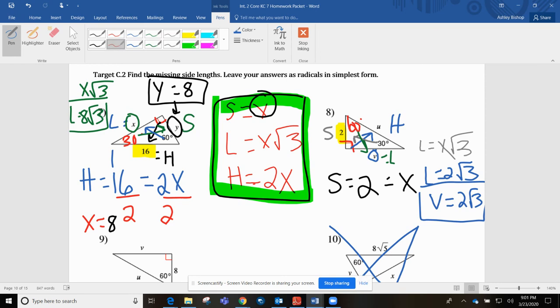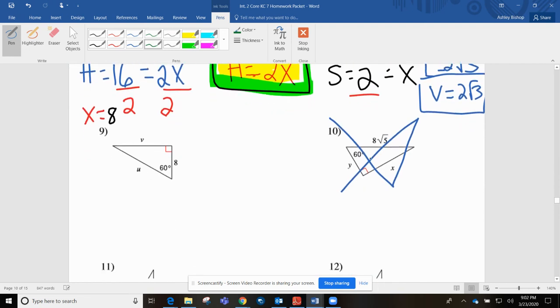And then we need to solve for our hypotenuse. Let's go look at our rule for hypotenuse. Hypotenuse is equal to 2 times x. Do I know what x is? Yes, we figured out that x is 2, so we're going to substitute that in. So that's equal to 2 times 2. 2 times 2 is just equal to 4. So my hypotenuse is 4. So u is equal to 4, and v is equal to 2 root 3.